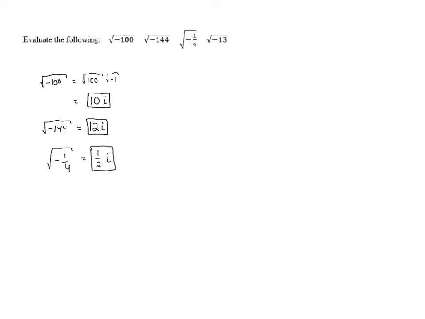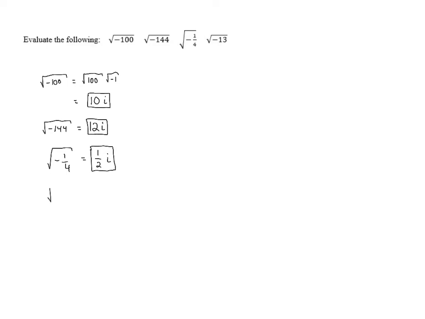Another way of taking the square root of a fraction is to take the square root of the numerator and denominator separately. The square root of 1 is 1, the square root of 4 is 2, and so we end up with 1/2, and of course, the i.